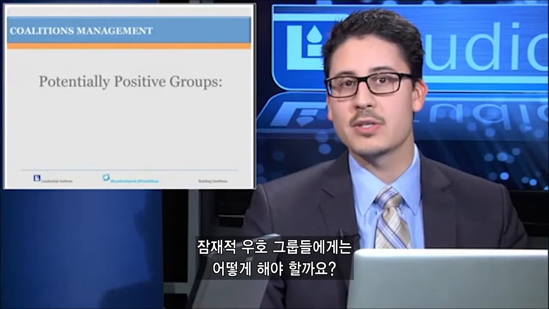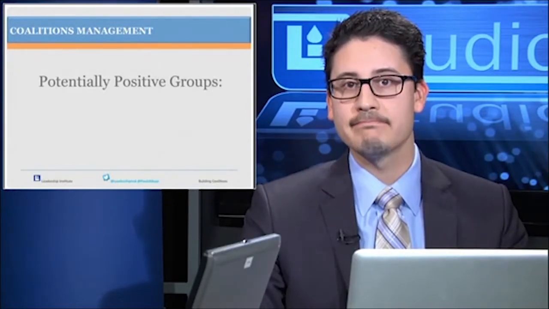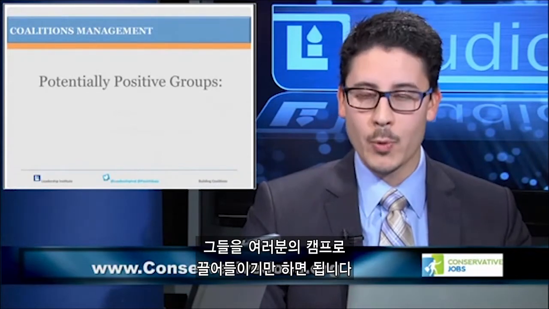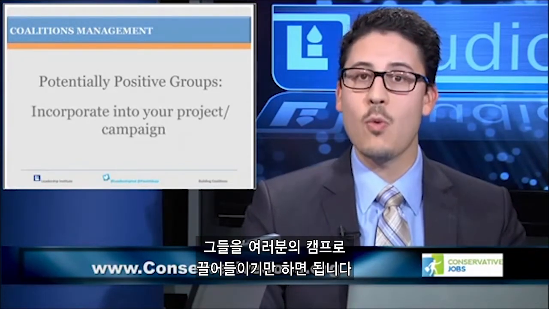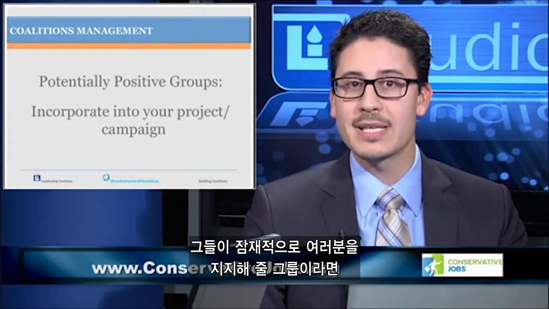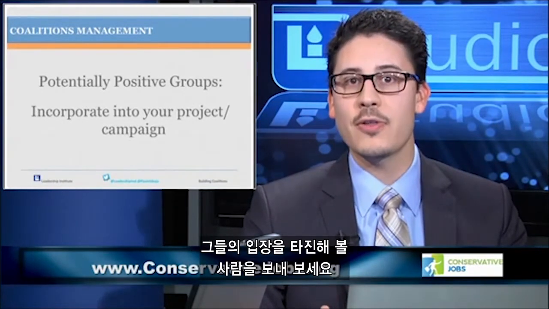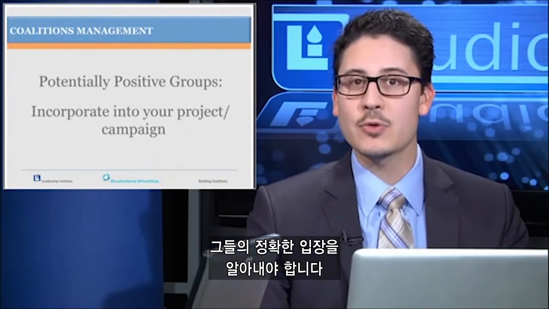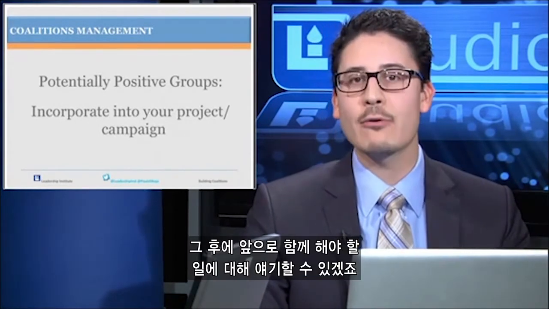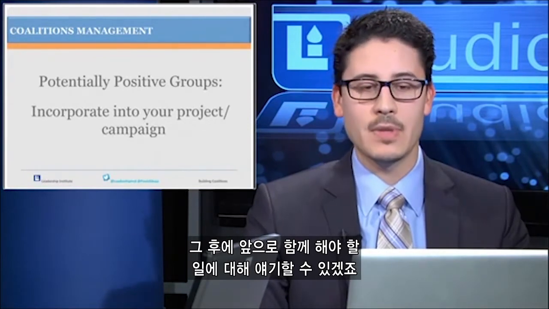What do you do with potentially positive groups? It's actually very easy. All you do is incorporate them into your campaign. You want to bring them in. If they are potentially positive groups, send out feelers, make sure that you know exactly their actual position, and then invite them onto the coalition. And we'll talk about how to do that a little bit down the road.